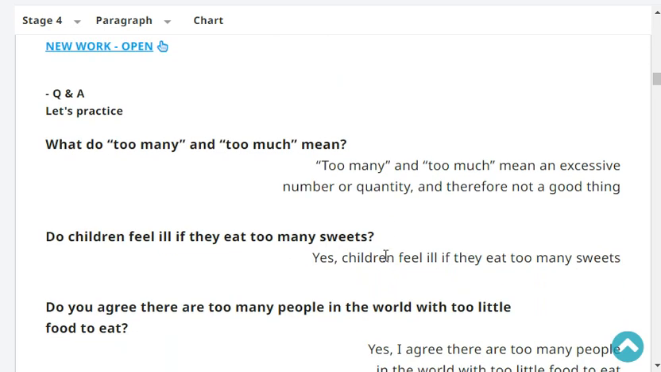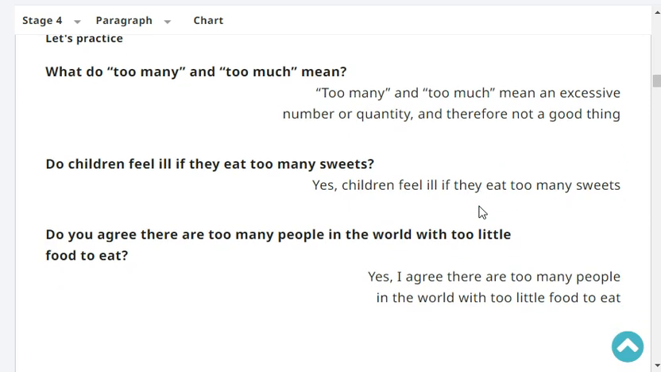What do too many and too much mean? Too many and too much mean an excessive number or quantity, and therefore not a good thing. Do children feel ill if they eat too many sweets? Yes, children feel ill if they eat too many sweets. Very good.